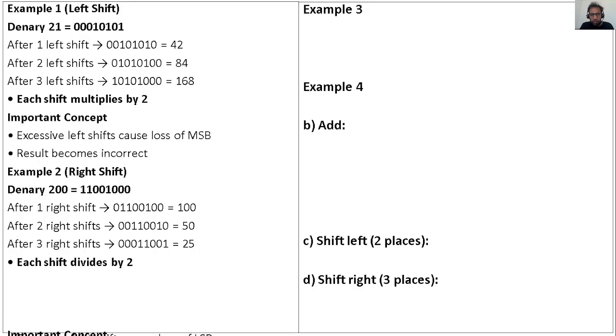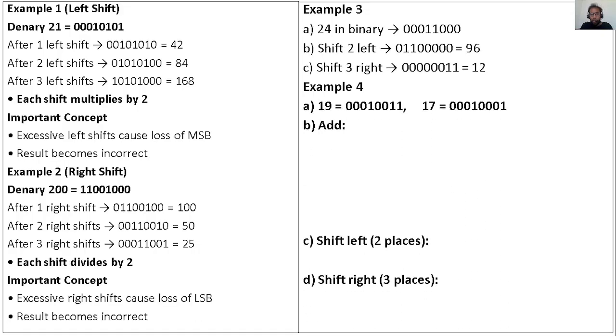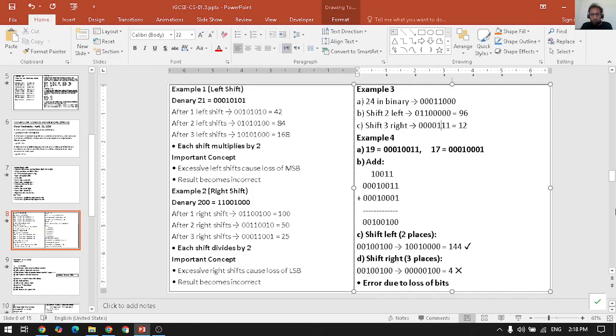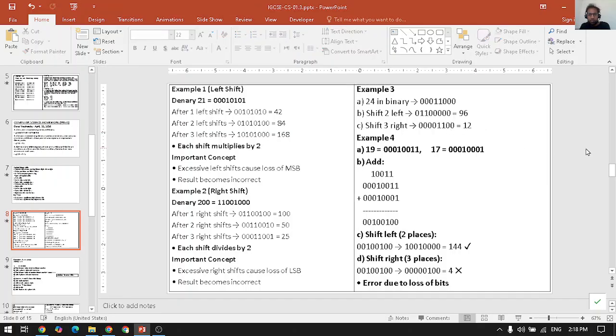Let me do that again. We will get double 1 double 0, not 3. So our binary will be equal to 1100. As we have shifted 2 places left and 3 places right, this will be our answer.